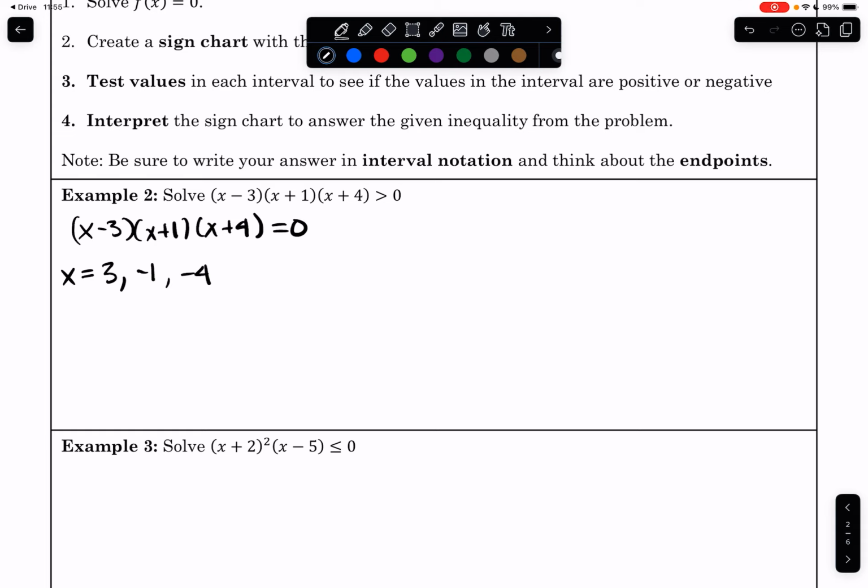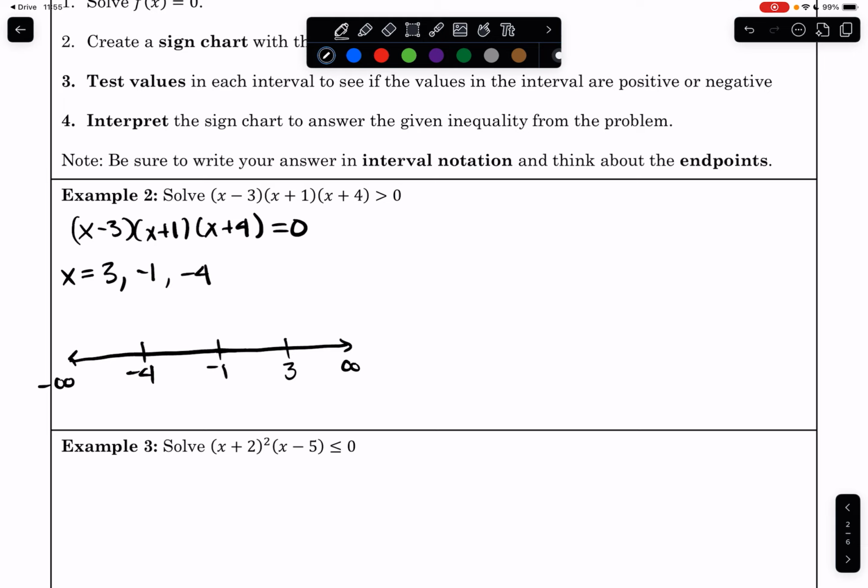So what we're going to do now is use a number line to see what's happening to the left, to the right, and in between these intervals. Since we're going from negative infinity to positive infinity, we have to make sure our numbers are written in order from least to greatest. So negative 4 is smaller than negative 1, and negative 1 is smaller than 3. So from least to greatest, this is what the number line will look like.